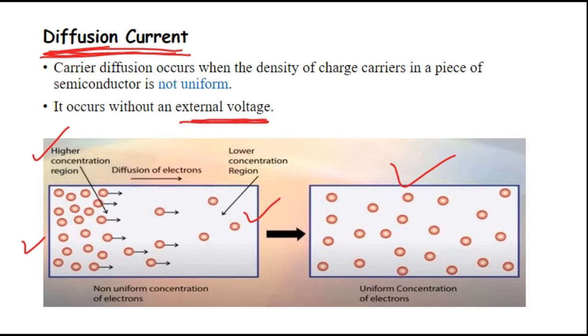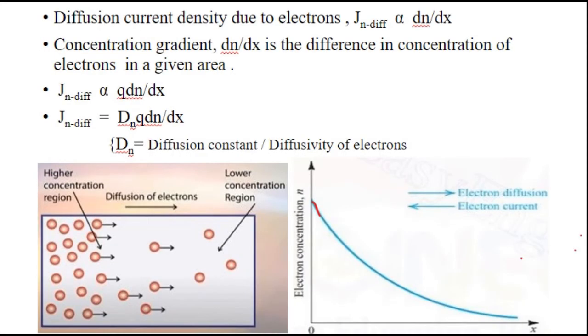In case of drift current, we are giving some external voltage because of which an electric field is formed and the electrons and holes are moving. But here in this diffusion current, no external voltage is required. Just the electrons or holes will be moving from a higher concentrated region to a lower concentrated region. So it is quite simple. So let's derive a formula for the diffusion current.